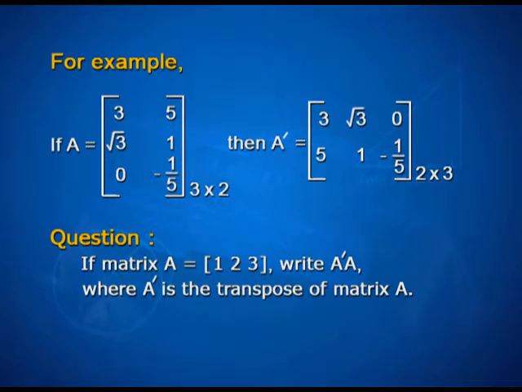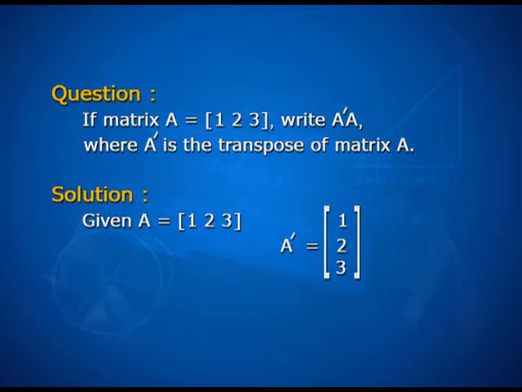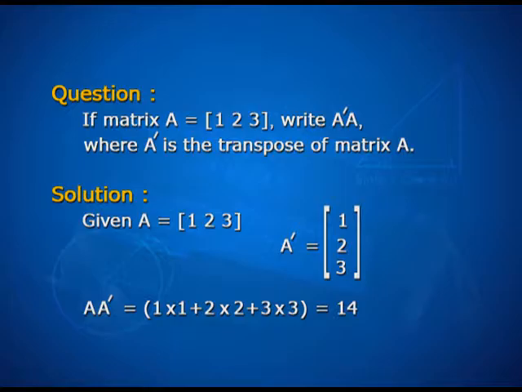Now, a question: if matrix A is given by 1, 2, 3, write A into transpose of A, where A dash is the transpose of matrix A. For the solution, given matrix A is 1, 2, 3, and the transpose of the matrix is given by 1, 2, 3. The product of A and transpose of A will be calculated as 1 into 1 plus 2 into 2 plus 3 into 3, which is equal to 14.